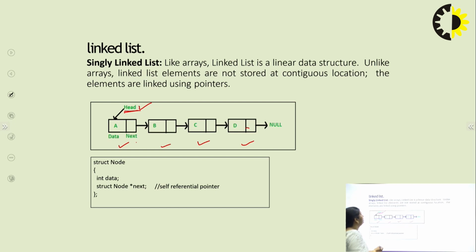We have the information of the first node. Like arrays, a linked list is a linear data structure. Unlike arrays, linked list elements are not stored at contiguous locations. These are linked using pointers. So we are storing values in sequence, but these are linked through pointers. The first one has the address of the second node, the second has the address of the third node, and so on. So when we need to search something, we are not using a subscript like arrays, we will use these links.